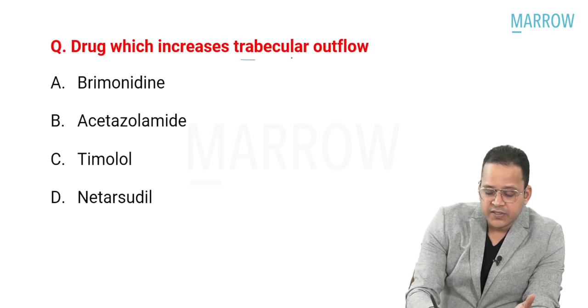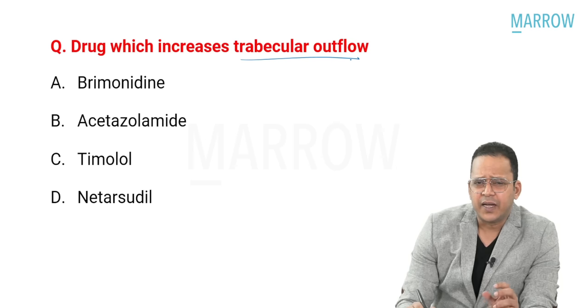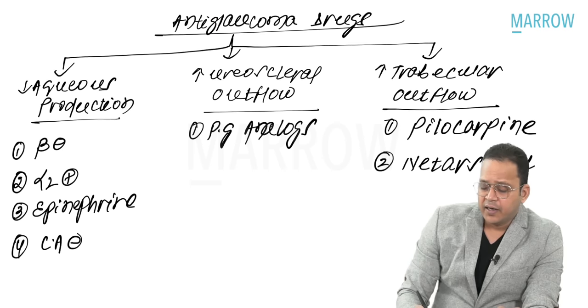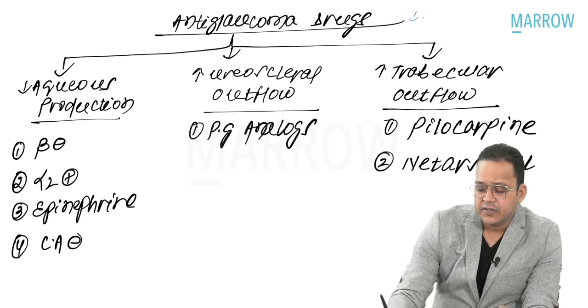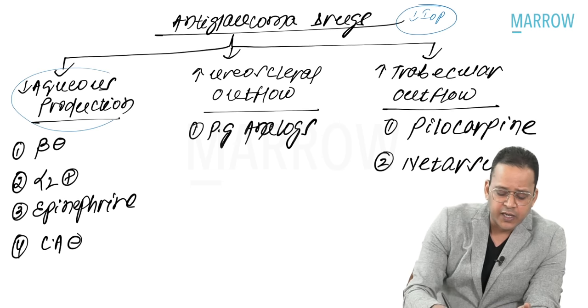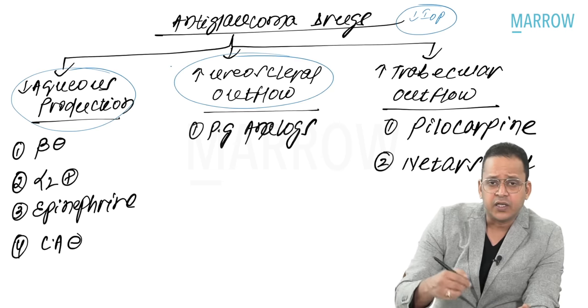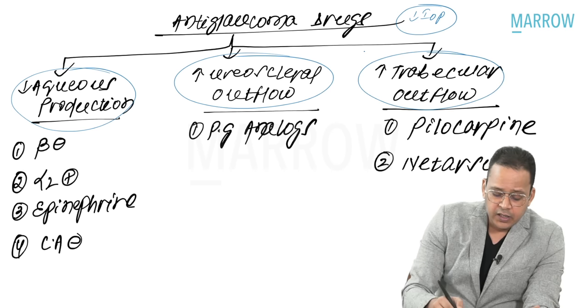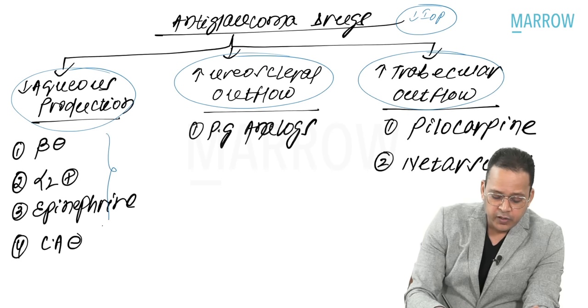Drug which increases trabecular outflow. See, guys, anti-glaucoma drugs are very important. Their mechanisms are frequently asked. So anti-glaucoma drugs will decrease IOP or intraocular pressure by three mechanisms: either decreasing aqueous production, increasing uveoscleral outflow, or increasing trabecular outflow. Now see, beta blocker, alpha 2 agonist, epinephrine.